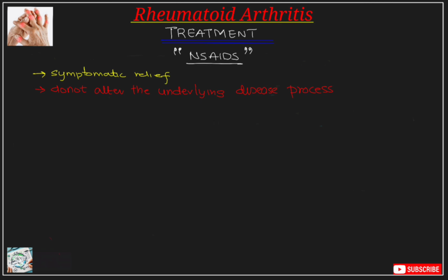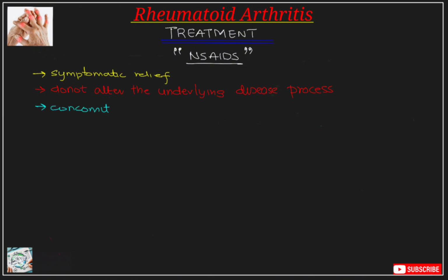Why don't NSAIDs alter the disease process? This is because rheumatoid arthritis is an autoimmune disease where the immune system attacks the joints. NSAIDs work by blocking the cyclooxygenase enzyme to reduce inflammation, but they do not suppress the immune system. Since they don't prevent the immune-mediated joint destruction, they are not disease-modifying. So NSAIDs help with the symptoms, but must be combined with DMARDs for long-term disease control.